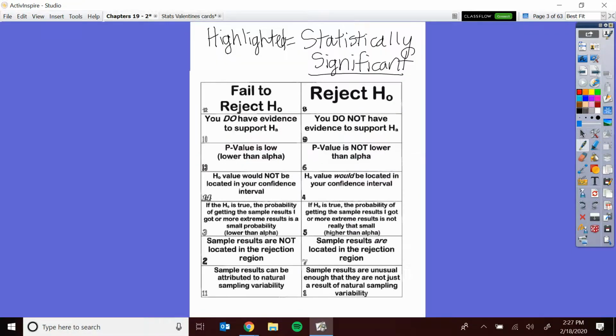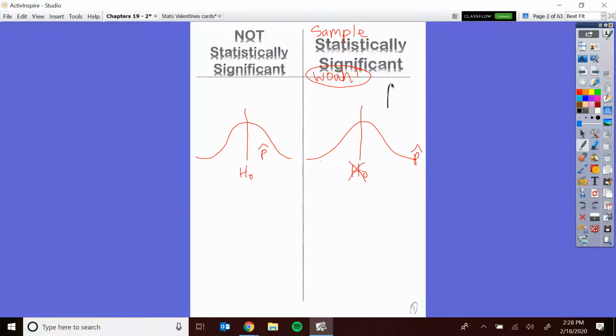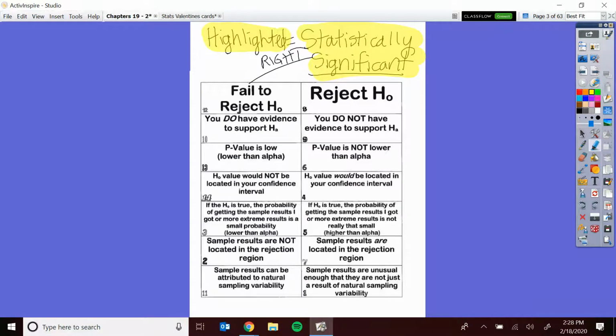So what I'm going to do, because I don't have my paper cut up like you, is highlight the phrases that are representing statistically significant. So the highlighted ones should go on the right side of your page. Okay, so let's go ahead and talk through them. The highlighted ones will go on the right side of your page over here. All right, so let's take a look.